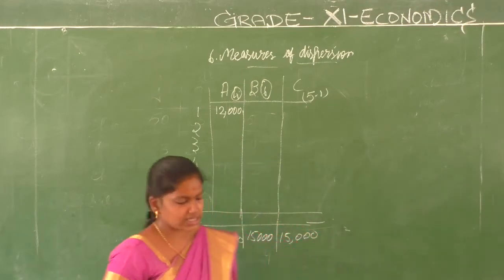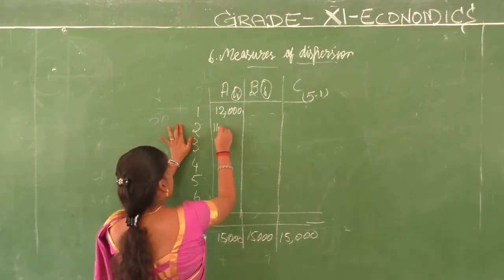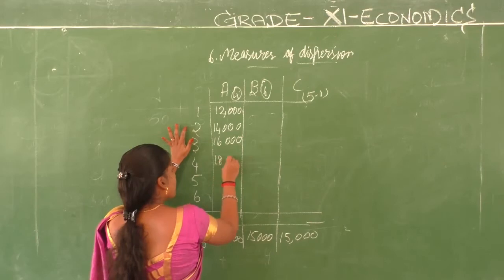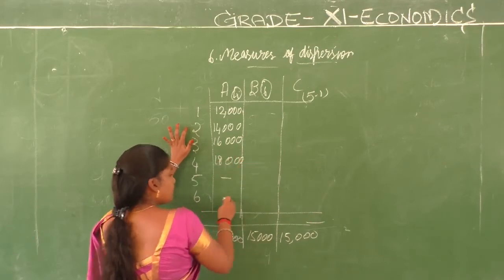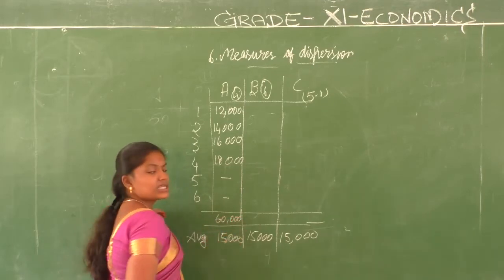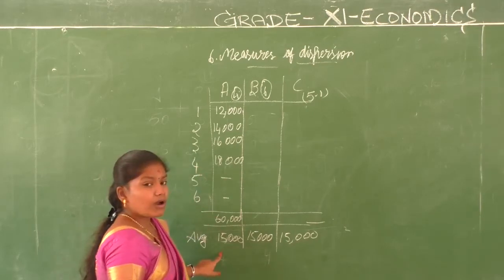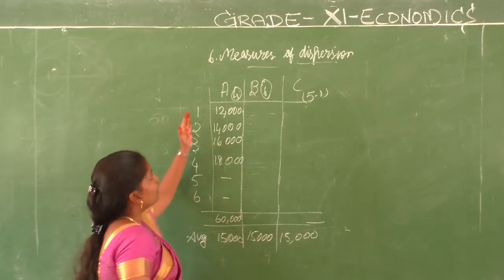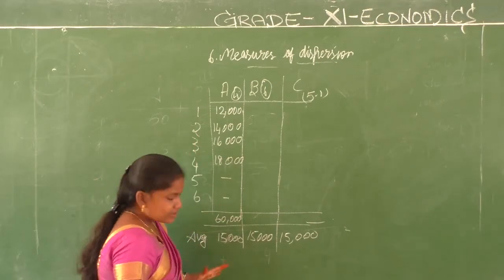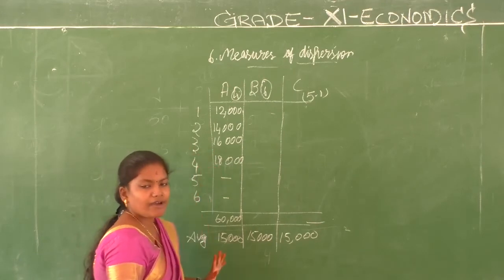So what did Ram say? He said one of them is earning 12,000, another member 14,000, another member 16,000, another member 18,000. There is no 5th member, there is no 6th member. So the total is 60,000. Right. So 60,000 divided by 4 gives you an average of what? 15,000. We have just done what? 4 members' income we have taken. We have added it. Right, children? And then we divided by the number of members in the family. Right?